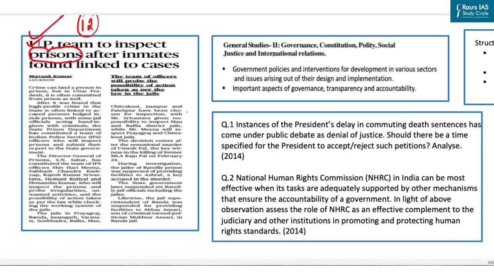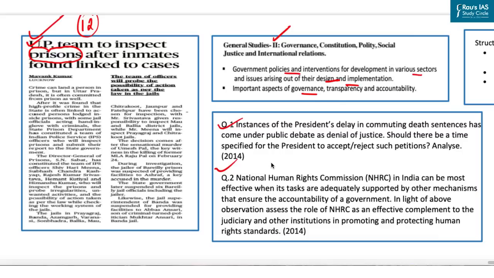Now, prison reforms are one of the important themes in UPSC GS paper 2. It comes under important aspects of governance, transparency, and accountability. Also, government policies and intervention for development in various sectors and issues arising of their design and implementation. Now let us look into the previous year questions related to this theme.